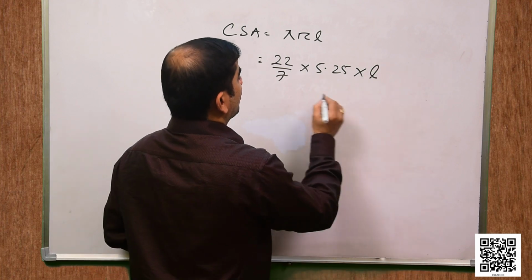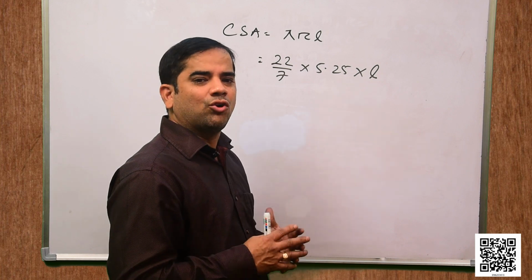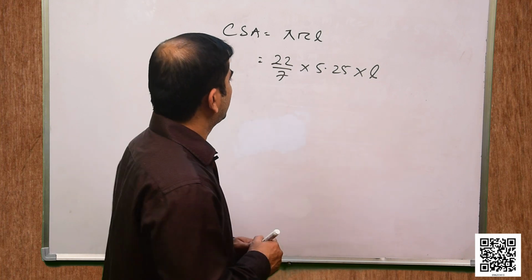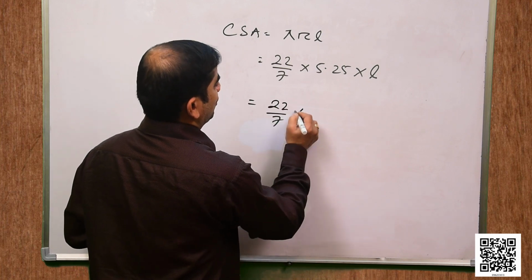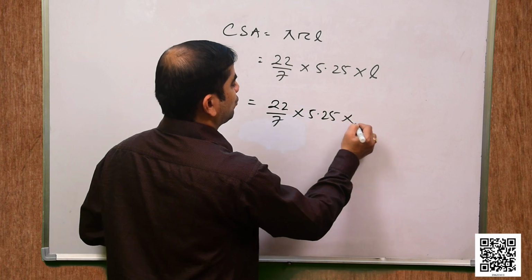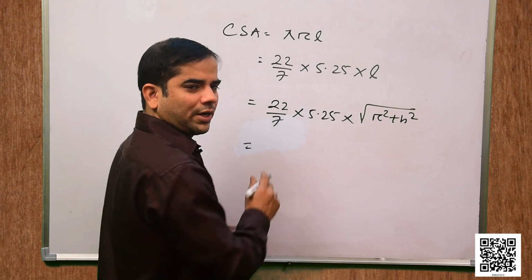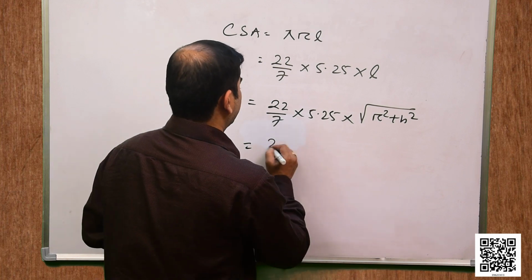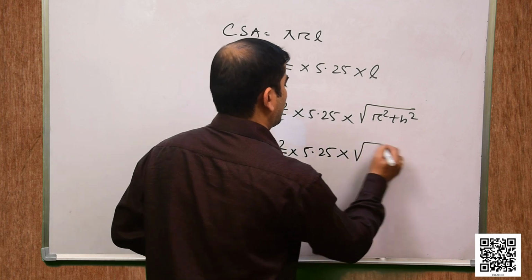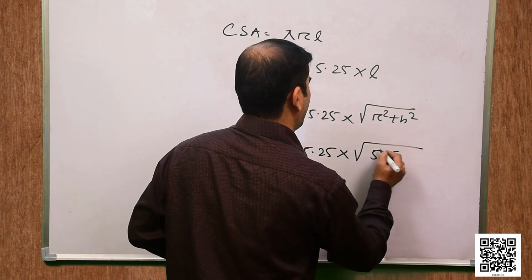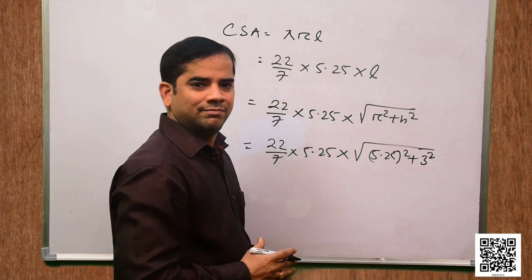In this case, we can have the value of l as square root of r square plus h square. So we can write it like that: 22 by 7 into 5.25 into square root of r square plus h square. So here we can see that 22 by 7 into 5.25 into square root of 5.25 square plus h, that is 3 square.